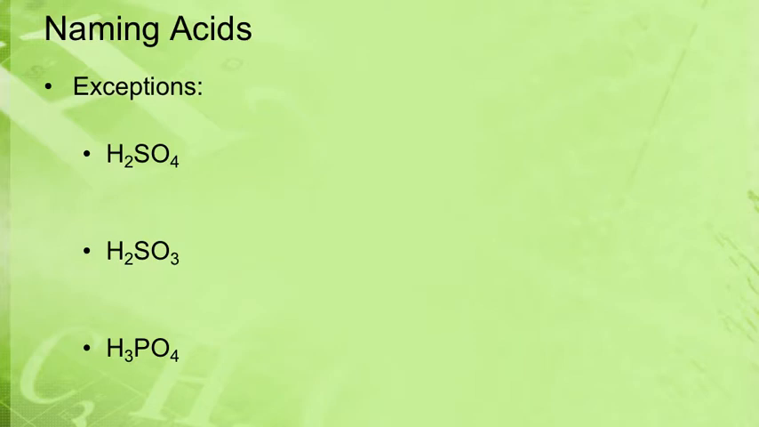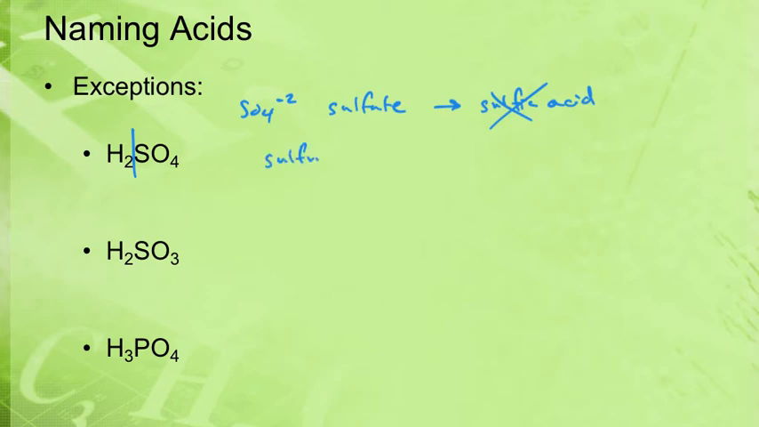Here are some exceptions to the oxyanion and just the generic rules for acid naming. They come close to following it, but there's just usually something slightly different. H2SO4, so if I separate out the hydrogen from that, I get an SO4 ion, which is a -2 charge. That is a sulfate ion. And so you might be tempted to say, well, that -ate is going to change to -ic, and so this is sulfic acid. That's not what this is going to be. It's very close, though. This becomes sulfuric acid, which you've probably heard of before. It's battery acid, sulfuric acid.